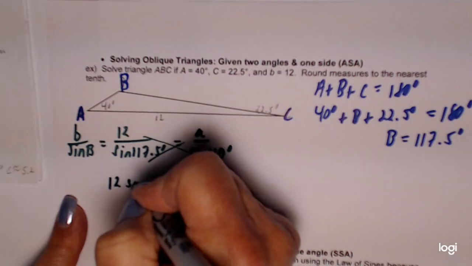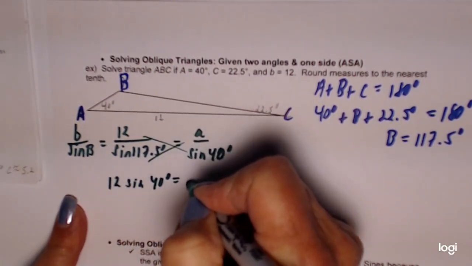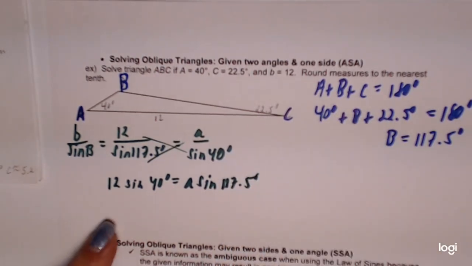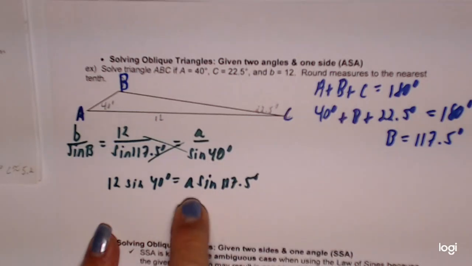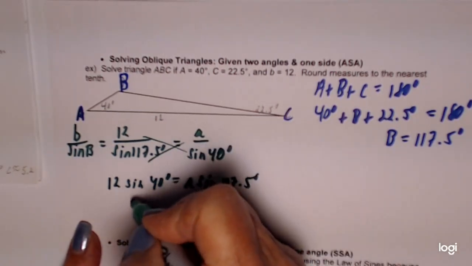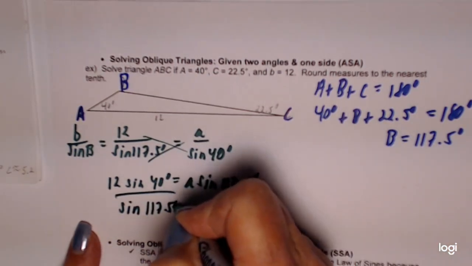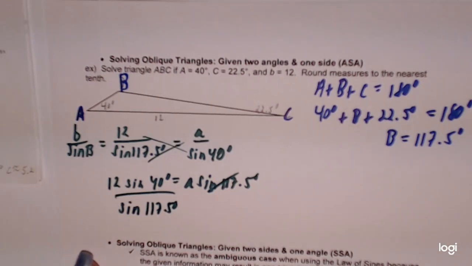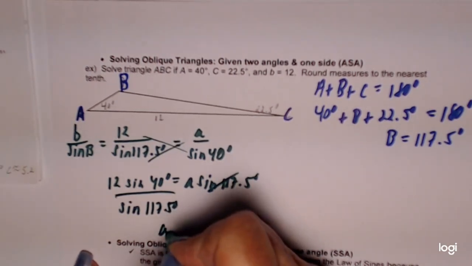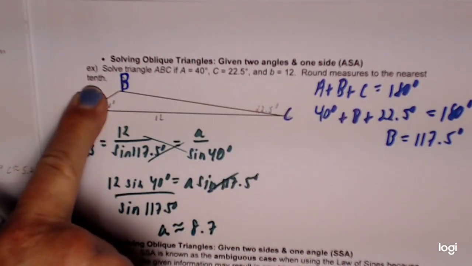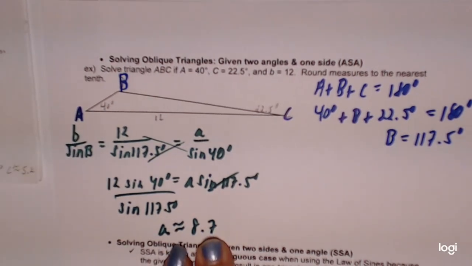So here, when I do my cross multiplication, I get 12 sine 40 degrees is equal to A sine 117.5. And then when I divide both sides by the sine of 117.5 degrees and cross that out here, now A is going to be approximately equal to 8.7. Again, we're going to the nearest tenth, so 8.7. Now we have A, and last but not least, we need to solve for C.